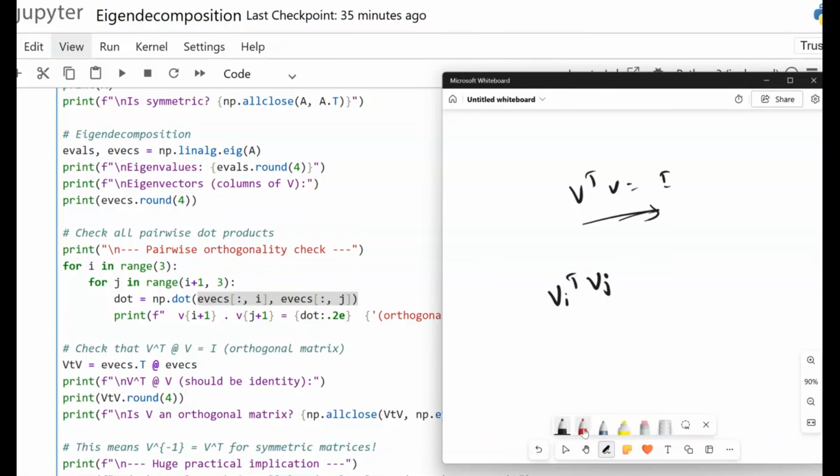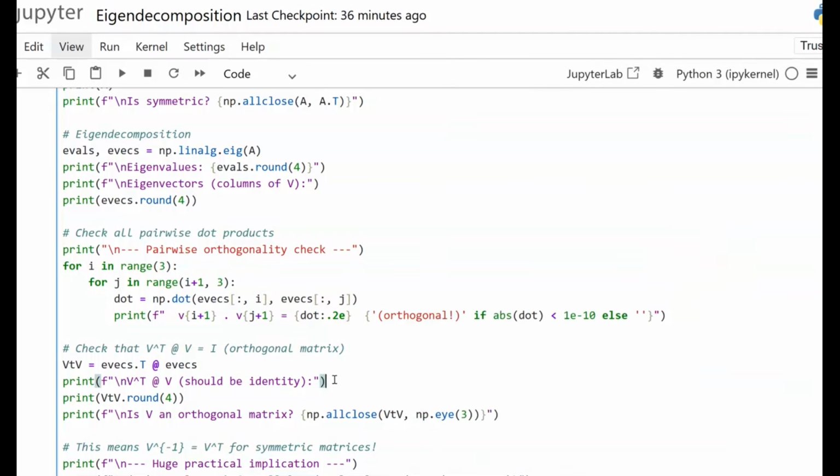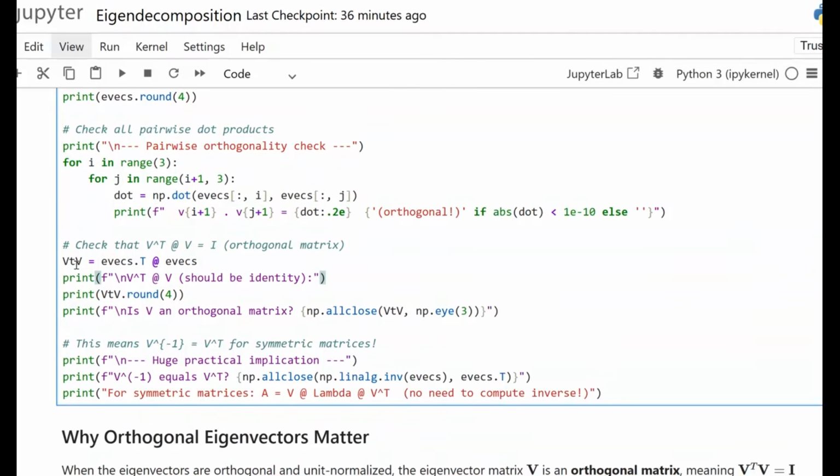And here the exact expected value would be V sub i transpose multiplied by V sub j, which is equal to 0 if i is not equal to j, and 1 if i is equal to j, if it is normalized. And here we just get the resultant to be 10 to the power of minus 16, which indicates numerically 0. And kindly just observe, dear friends, here we are going to check our matrix orthogonality.